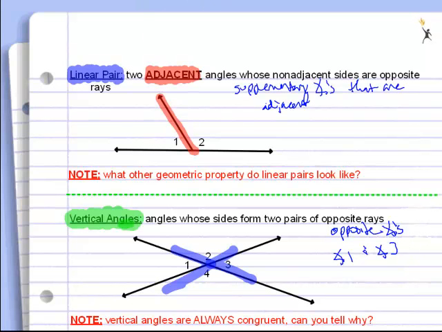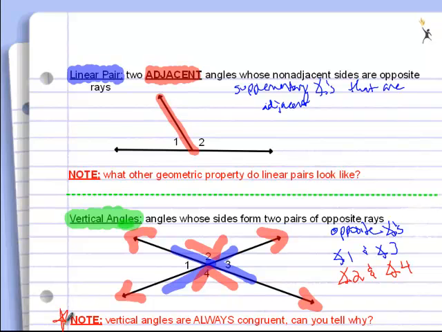Also, angle 2 and angle 4 are opposite. They're pointing in opposite directions. That's what it means when it says their sides form opposite rays. If we take these two lines that intersect, and this line is going in this direction, this line is going in this direction, this line is going in that direction, opposite direction, obviously we can see that they're opposites. Okay, they go in opposite directions. But again, 2 and 4 are vertical angles.